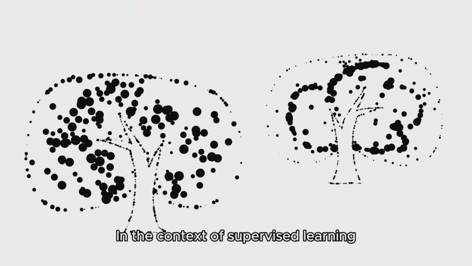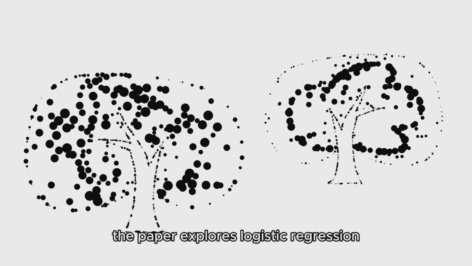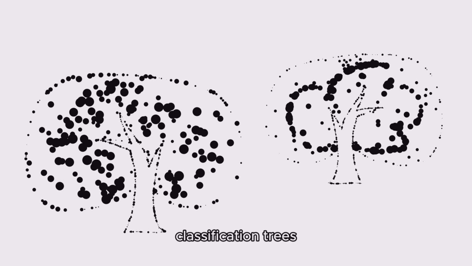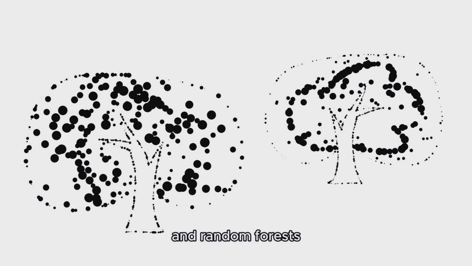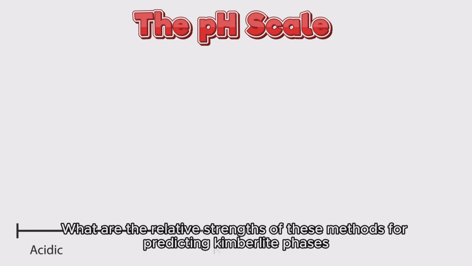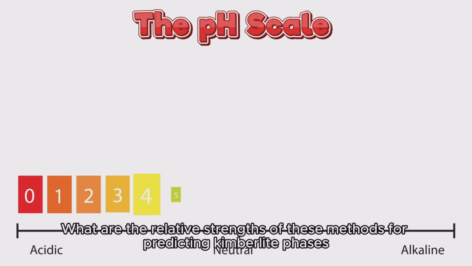In the context of supervised learning, the paper explores logistic regression, classification trees, and random forests. What are the relative strengths of these methods for predicting kimberlite phases?